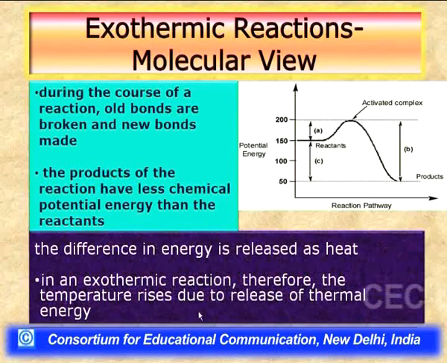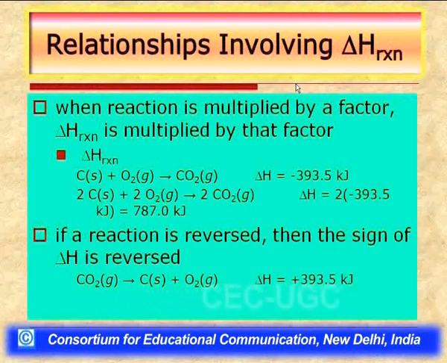If the reaction is carried out in an adiabatic condition, the temperature of the system will rise. Otherwise, the heat released because of the progression of the reaction in the forward direction would be transferred to the surroundings. In this manner we can define exothermic reactions as those reactions which occur with a release of heat. Having said this, now let us have a look at the relationship involving reaction enthalpies.